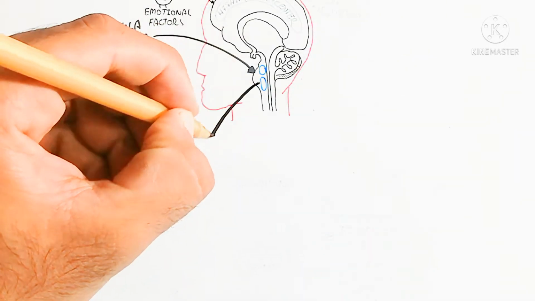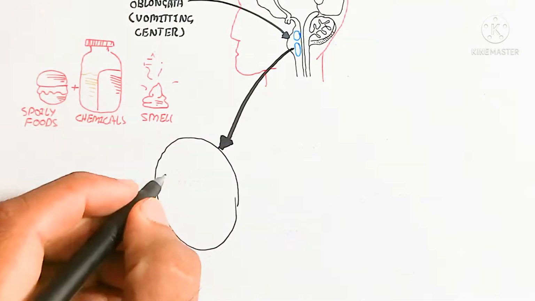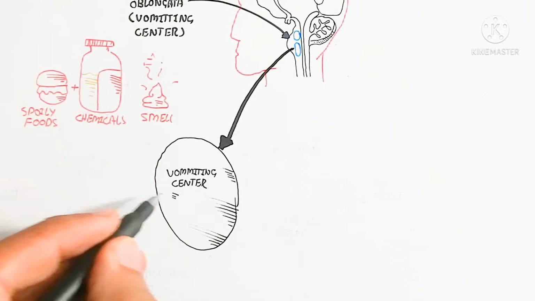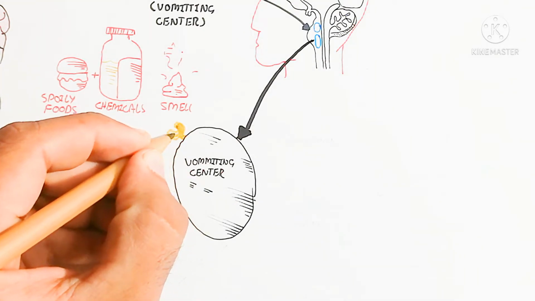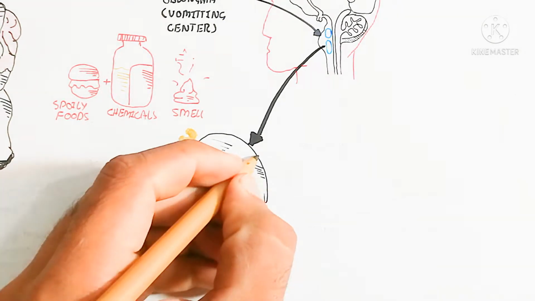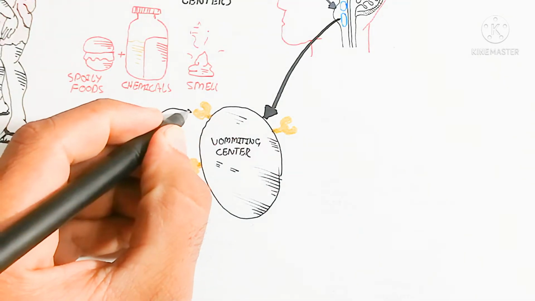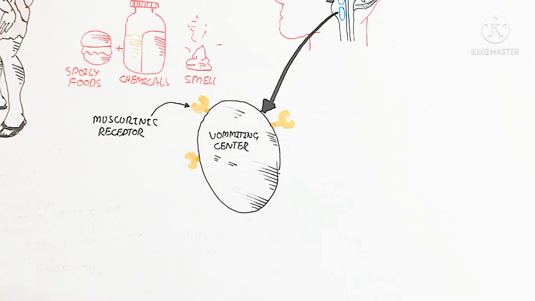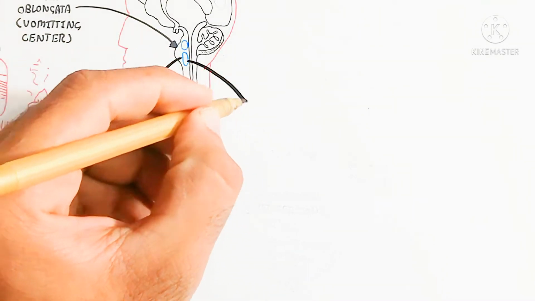this video. The blue color shows the vomiting center, and the vestibular nuclei and the chemoreceptor trigger zone are present here. There are many nuclei present. The vomiting center contains a muscarinic receptor, which is used for the vomiting reflex. The muscarinic receptor receives the signal through our nerves, so the nerve will stimulate the vomiting center to create the vomiting reflex.